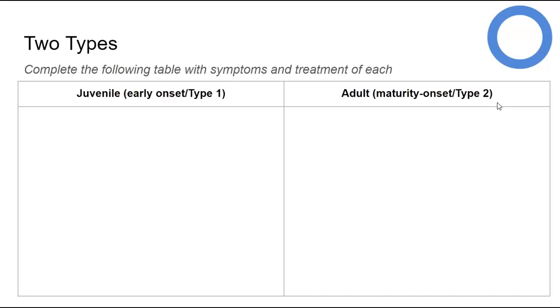So the two different types are either juvenile or adult, type 1 versus type 2. Now, I just wanted to mention, even though it's called juvenile versus adult, some people who are juvenile can get type 2 as well. Some people that are adults can get type 1. They use the words juvenile and adult because the majority of people who have type 2 diabetes get it as an adult. The majority of people that have type 1 diabetes get it as a child.